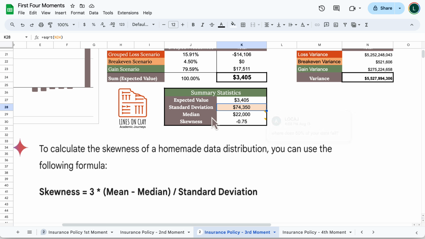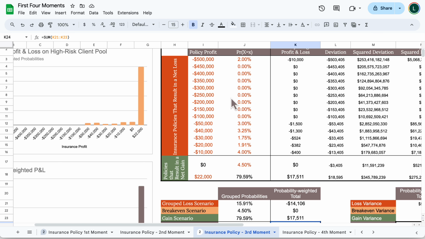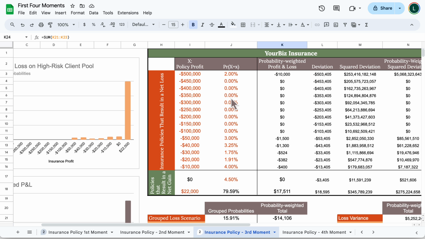Well, we do have a standard deviation calculated. We do have a mean calculated. So what we're missing is the median, right? What are we going to do? We're not working with actual data, so you can't just say equals median if you don't have the data. What you need to do is go down this column and ask, where does the sum get to 50%, or in the neighborhood of 50%?